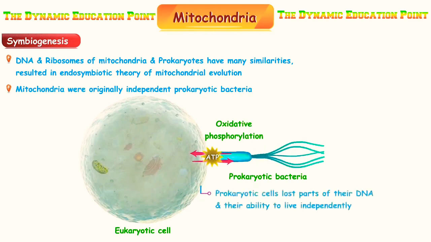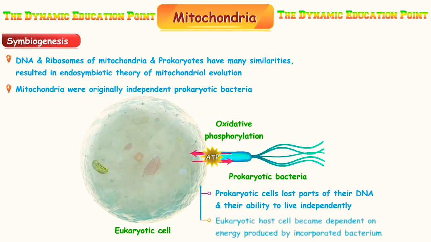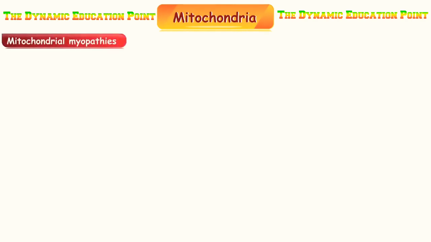As a result, the prokaryotic cells lost part of their DNA and their ability to live independently, while the eukaryotic host cell became dependent on the energy produced by the incorporated bacteria. Let's look at some mitochondrial myopathies.